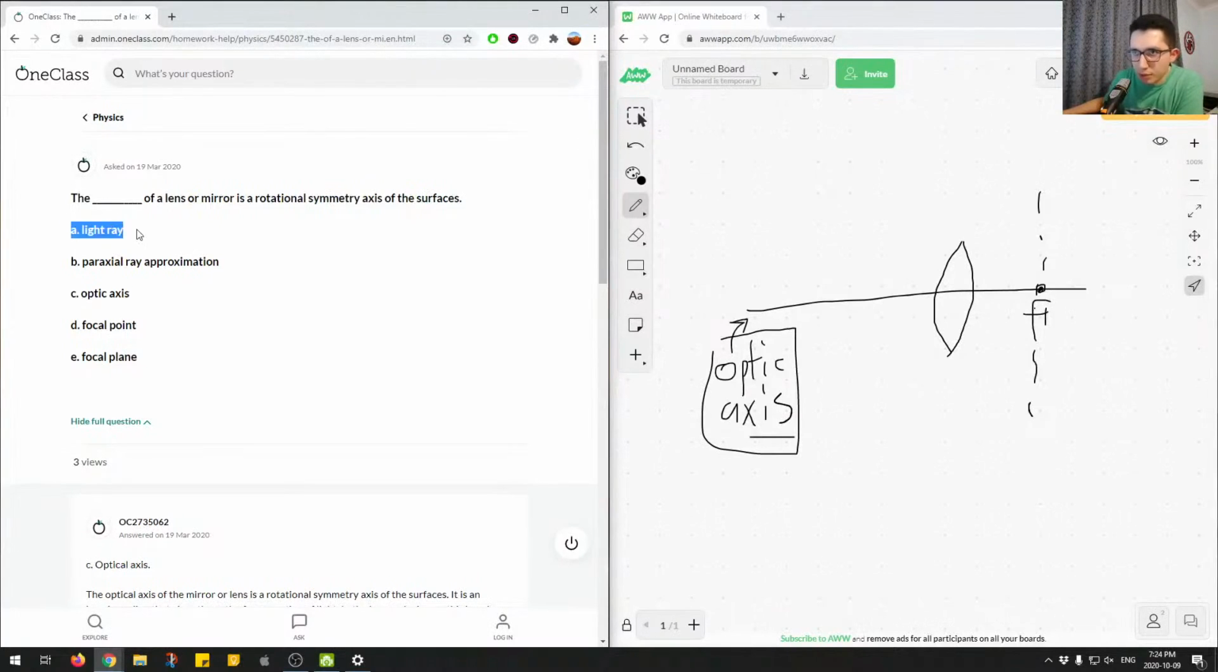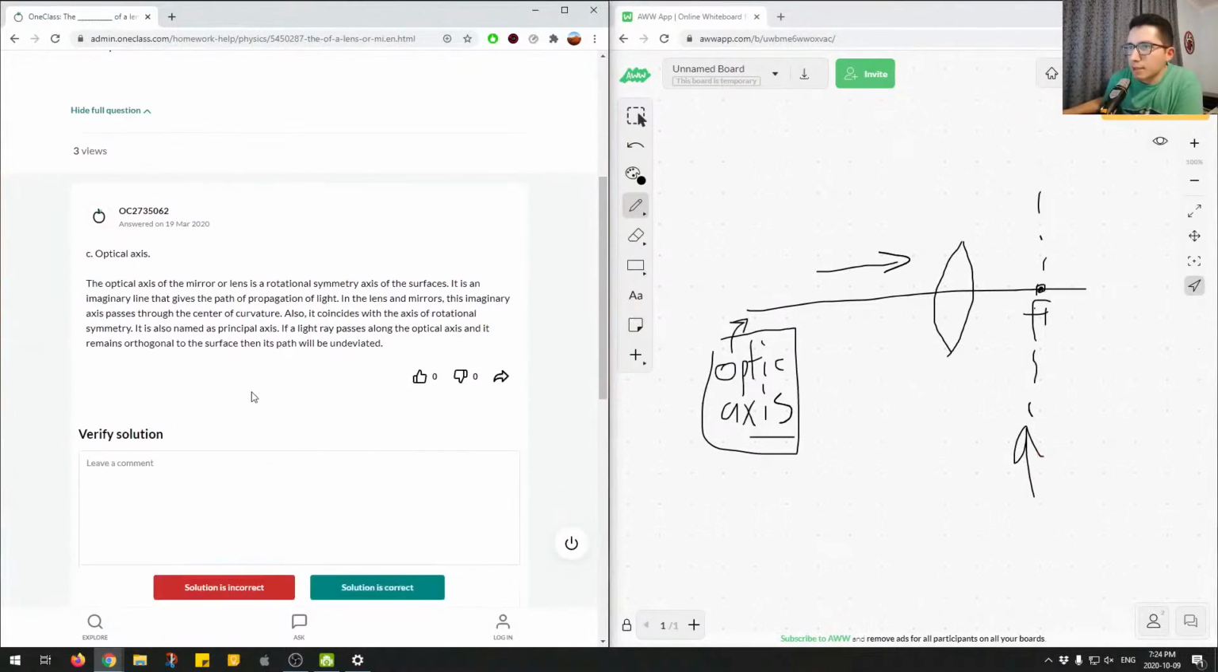Option A just says light ray, so that doesn't really make any sense. Light rays would be just bouncing off everywhere and bending towards the focal point, or around the focal point based on the object distance and the image distance. Secondly, B, paraxial ray approximation. That's more of a method rather than describing the axis, which is what we're looking for. Optic axis is the correct answer. Focal point is just the point, which doesn't really make sense in this situation. Focal plane is just the perpendicular plane over here, which goes through the focal point.